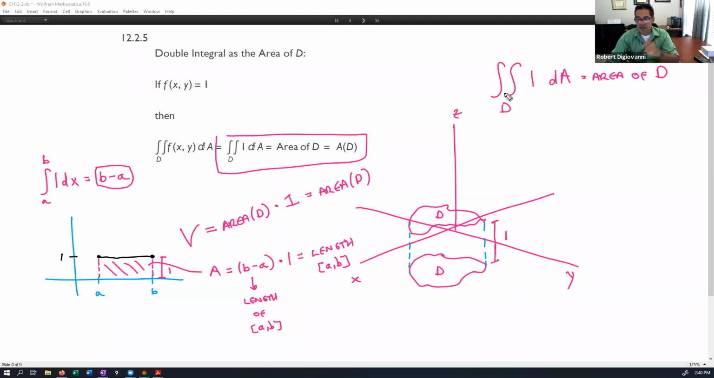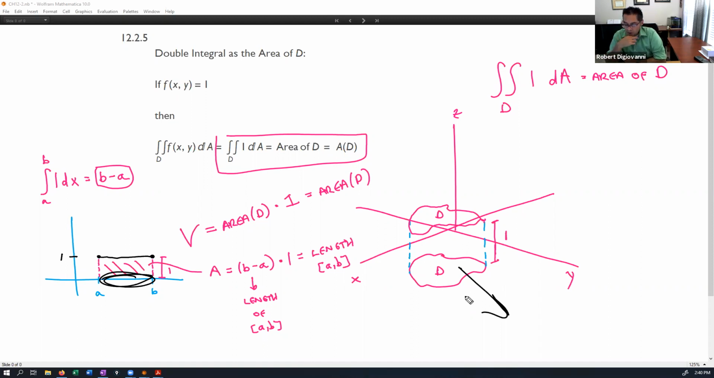Here we're saying that the double integral of the constant 1 function over some domain gives you just the area of that domain. Instead of the length of an interval, because there your domain is an interval, so this just spits out the length of that interval. Here your domain is an area, so the double integral of 1 gives you the area of that D. Now that may not seem very useful, but it actually is going to be very useful.